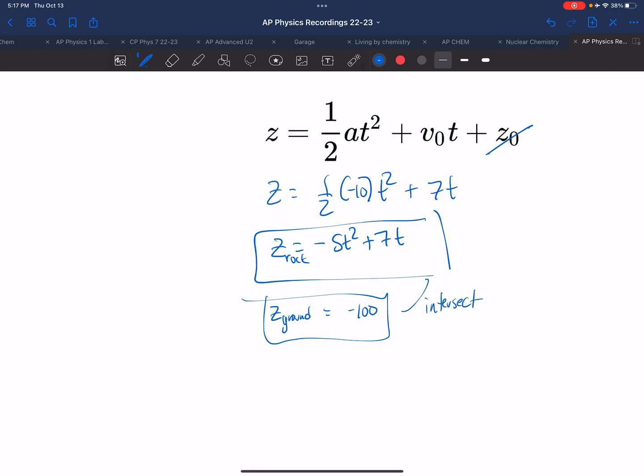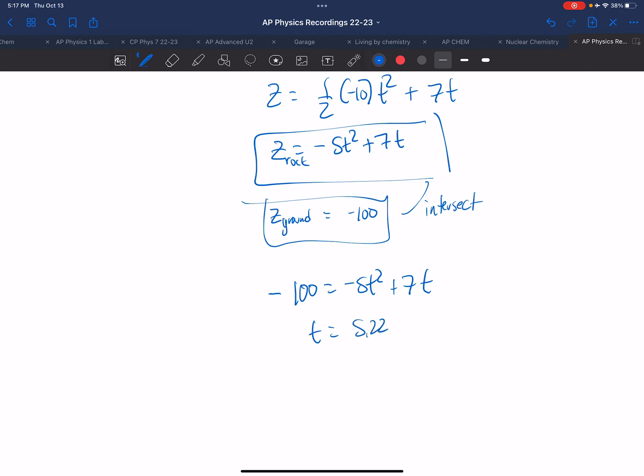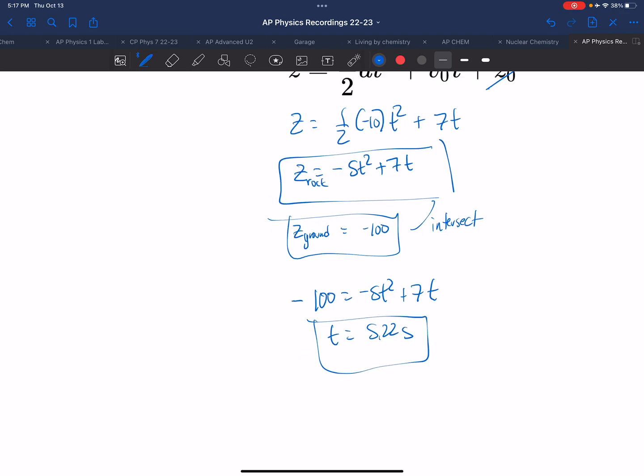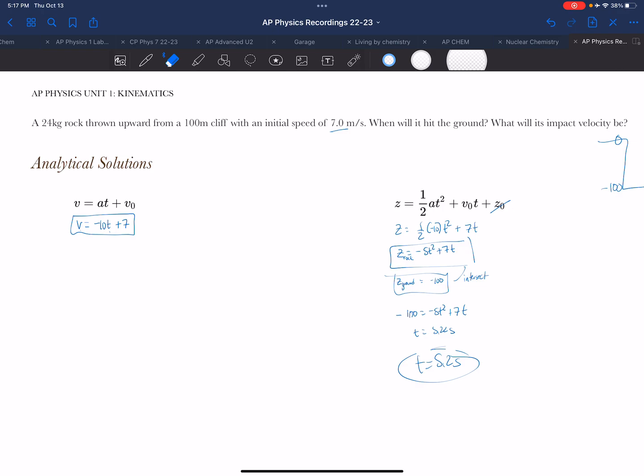5.22 seconds. So when does minus 100 equal minus 5t squared plus 7t? Well, we'll say t is 5.22 seconds. And if we have two significant digits here, then we'll report 5.2 seconds like so, and not box our 5.22. Our 5.22 is our unrounded answer, and then our boxed answer is 5.2 seconds. But we record our unrounded answer so that we can use it in our calculation of the velocity.